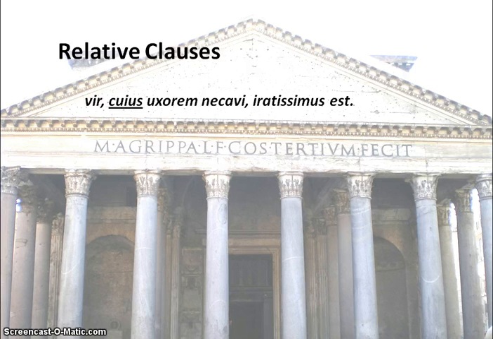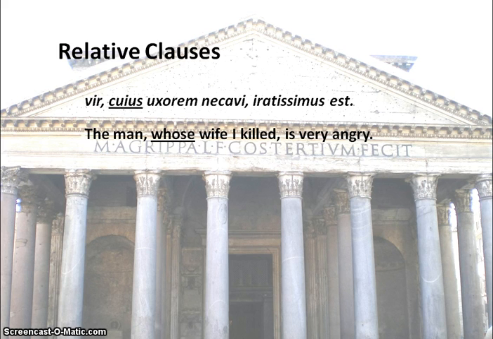So if we go back to our example, we have the man whose wife I killed is very angry. So cuius is our relative pronoun, and vir, man, is our antecedent. We can see that the word order is helping us to show that cuius is referring to the man. So the man is masculine and singular, and cuius is masculine and singular. However, the man, because he is the subject of the sentence, the man is very angry, is in the nominative, but cuius is genitive.